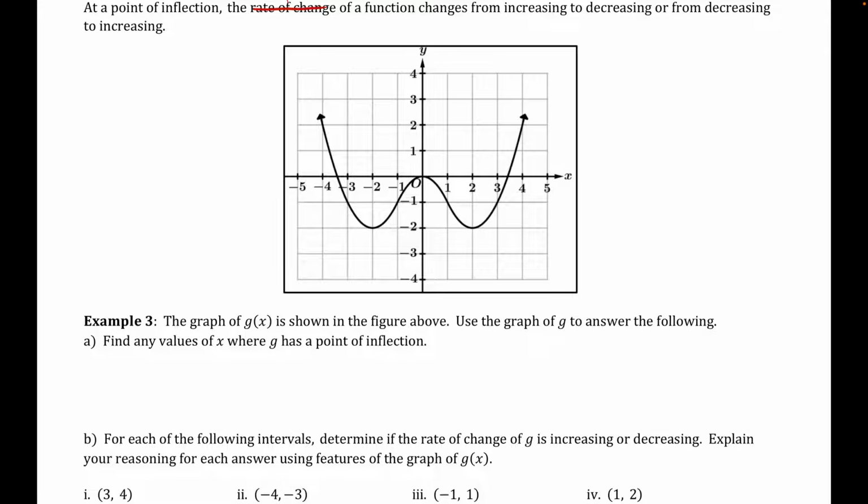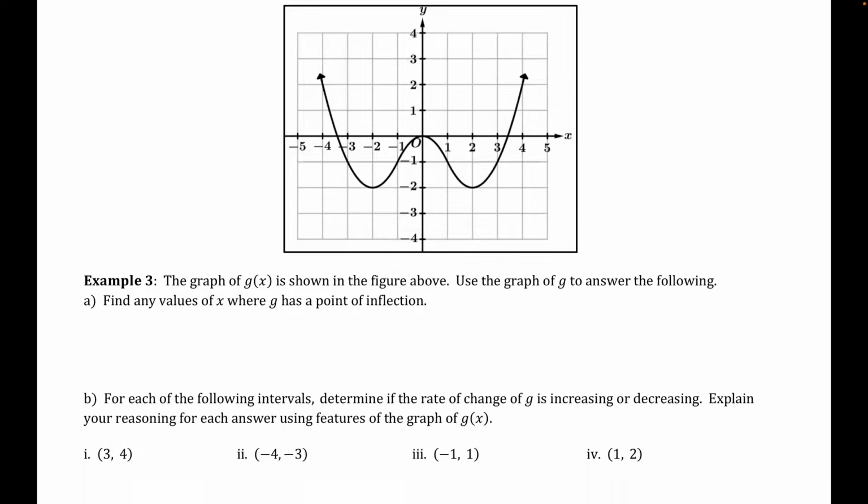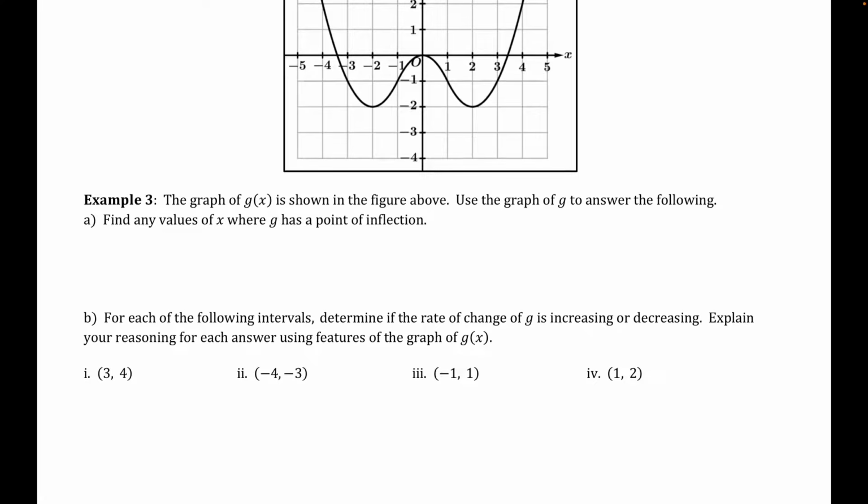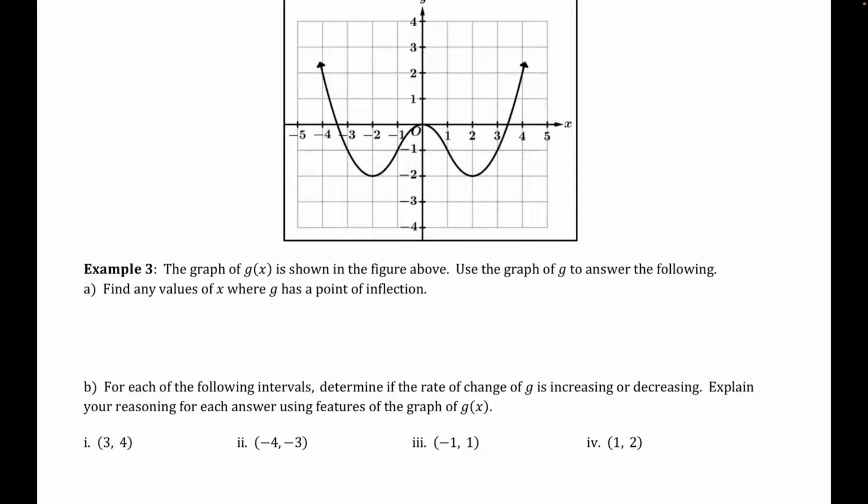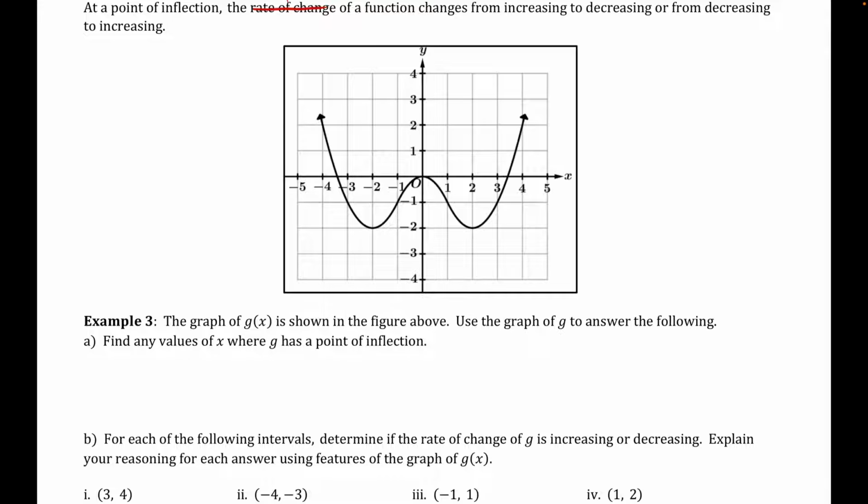Good. Example 3. The graph is up there. Use the graph G to answer the following. Find any values of x where G has an inflection point. All right, we have to figure out where we change concavities here. You guys see any? I see one. At -2, it's concave up and concave up, it doesn't change its concavities. So -1 and 1, and that's it.